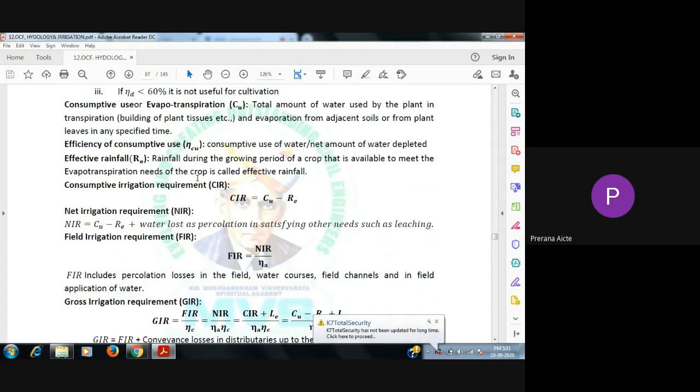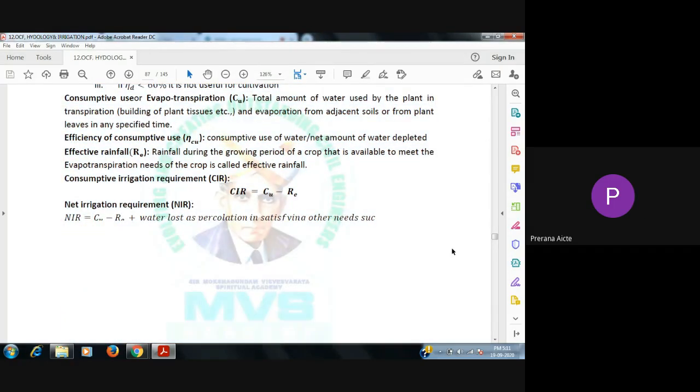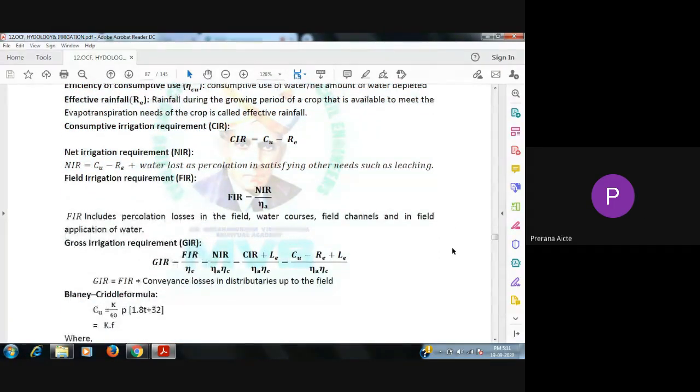Efficiency of consumptive use: the consumptive use of water to the net amount of water depleted is called efficiency of consumptive use. What about effective rainfall? Rainfall during the growing period of a crop that is available to meet the evapotranspiration needs of the crop is called effective rainfall. In hydrology, effective rainfall means total rainfall minus losses. In irrigation it is slightly different. About this, no need to remember much.